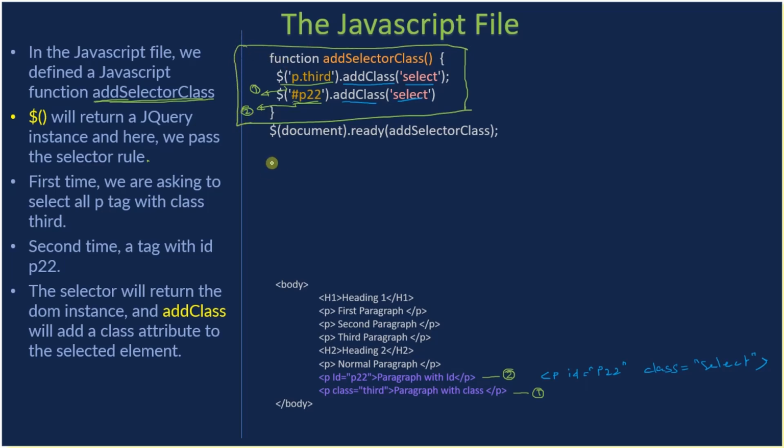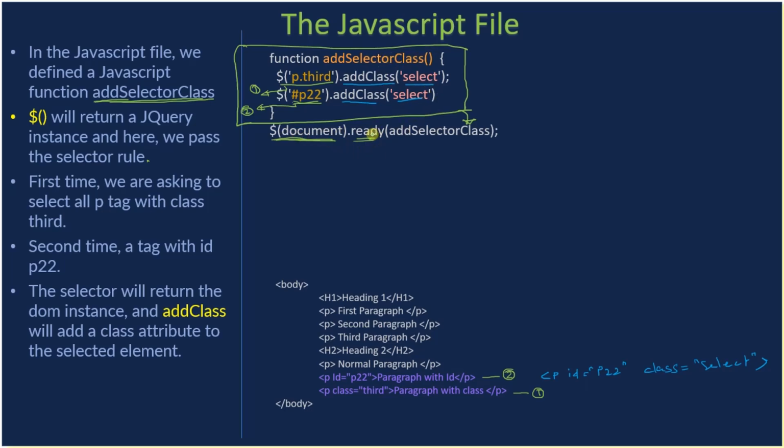So here, if you see $document, this represents the entire HTML document, .ready. So here is the function. To the ready function, we are passing our JavaScript function. That means it will act as a callback. So to the ready function, we are giving the function which we defined.